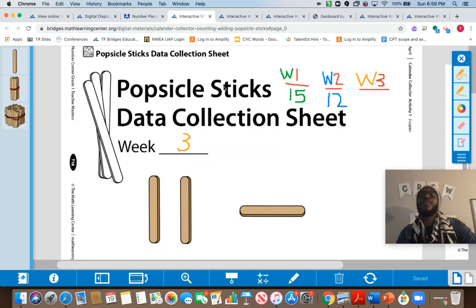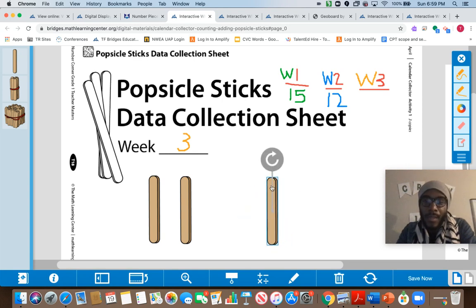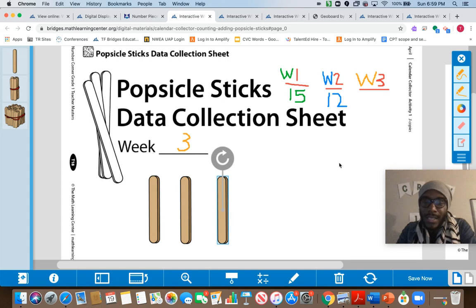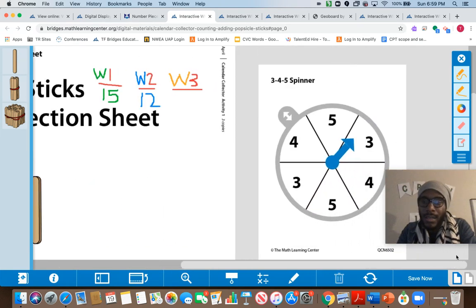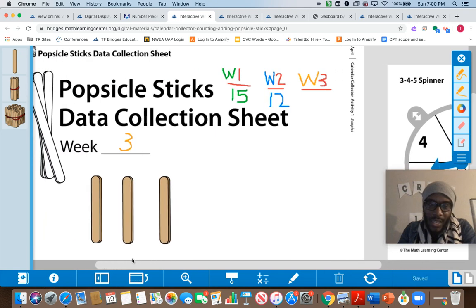We're going to go to our popsicle sticks data collection sheet. So yesterday was 3. We had 3 popsicle sticks. So today we're going to go to the spinner. And we're going to spin. Here we go. All right, our spinner landed on 3 again today. So I'm going to add 3 more popsicle sticks.